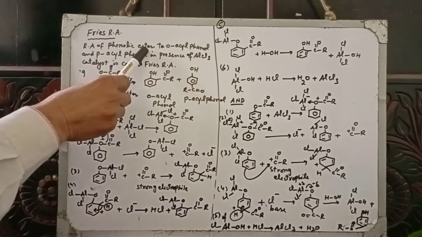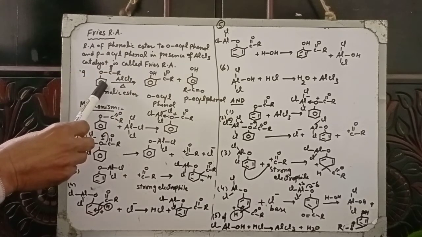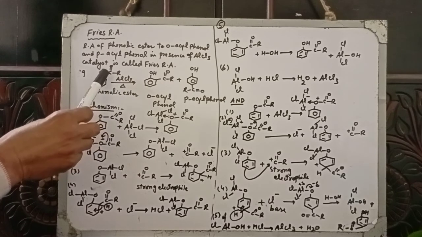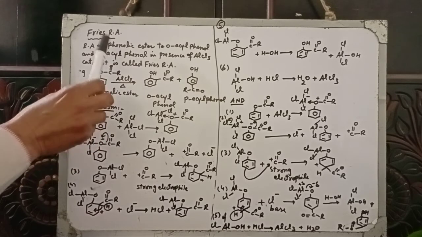Today we are studying Fries rearrangement. Rearrangement of phenolic ester. This is a phenolic ester. Phenol, an acyl group is attached to the phenol. The H of the phenol is replaced with the acyl group. This is called the phenolic ester.